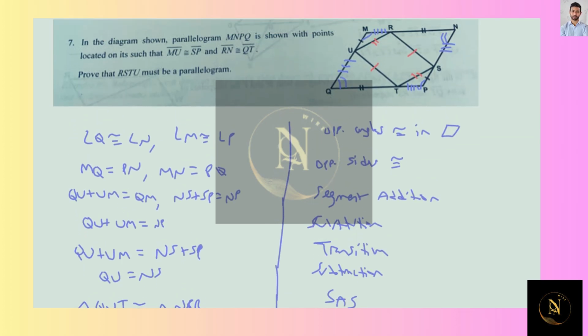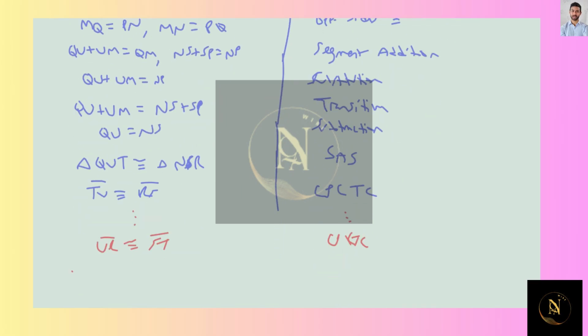This then is a parallelogram, and that's because opposite sides are congruent.